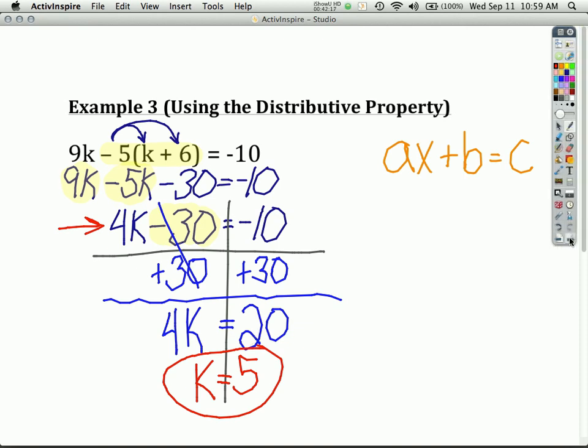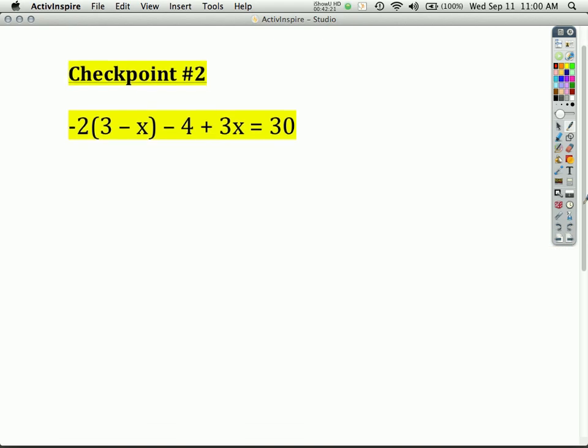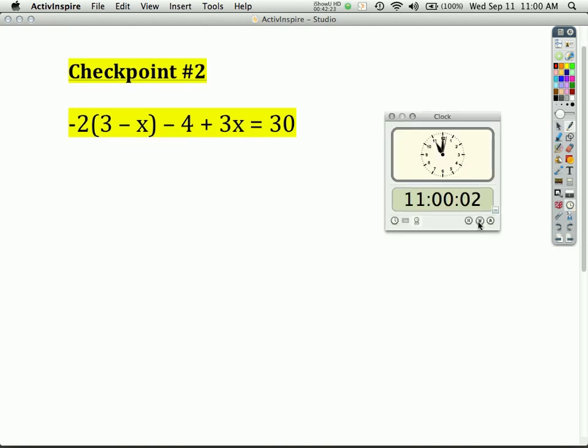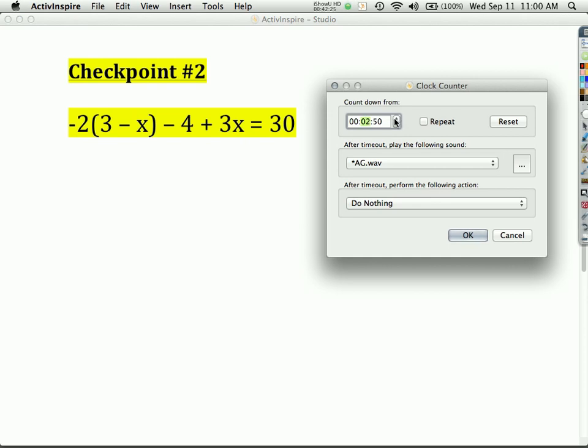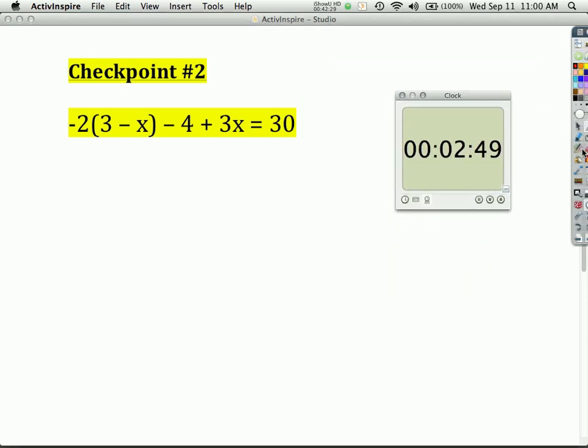Good. Checkpoint number 2. Let's see how you do on your own with this one. You've got 3 minutes. I gave you a bit of a challenging one.